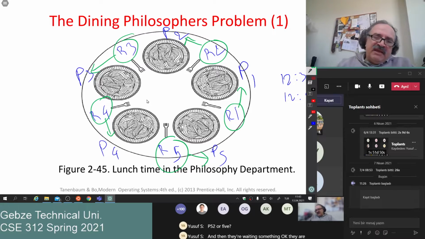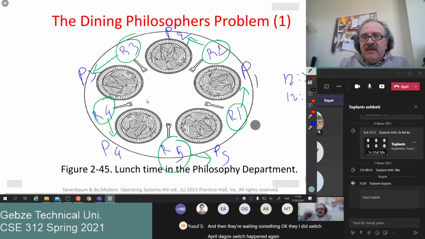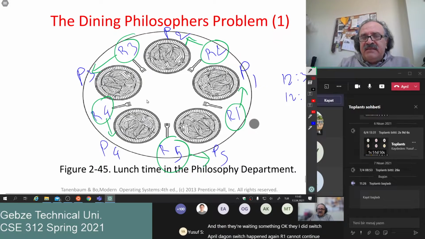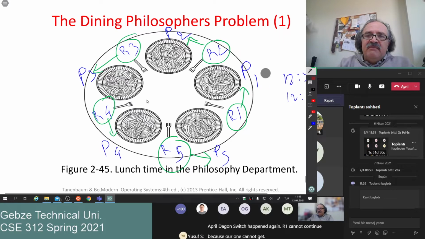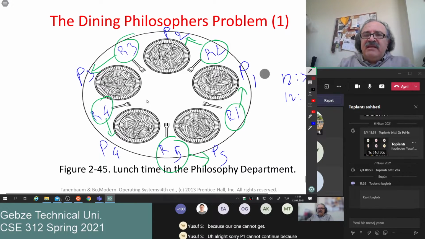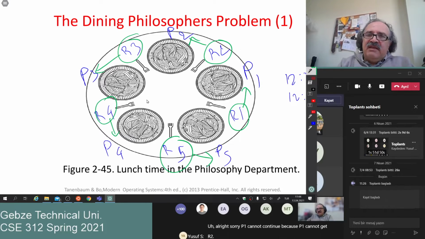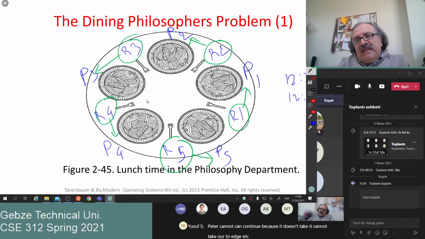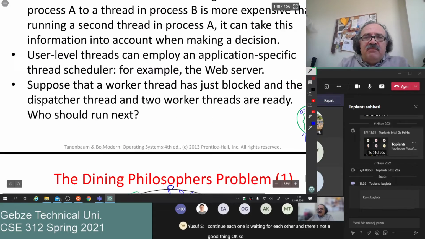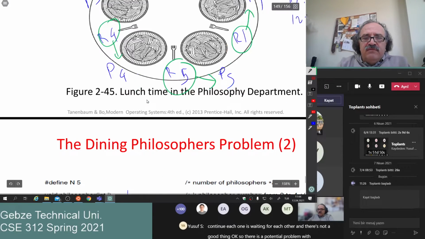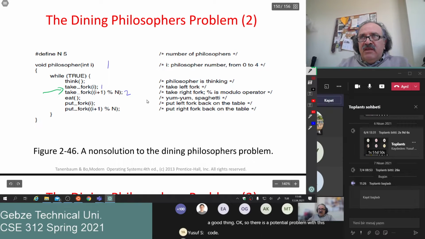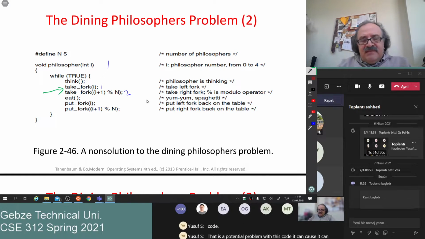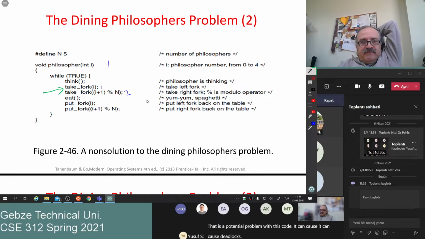The switch happened again. P1 cannot continue because P1 cannot get R2. P2 cannot continue because it cannot take R3, etc. So there is a deadlock. They cannot continue. Each one is waiting for each other, and this is not a good thing. So there is a potential problem with this code. It can cause deadlocks if we do it this way.